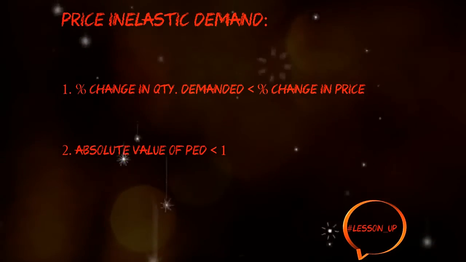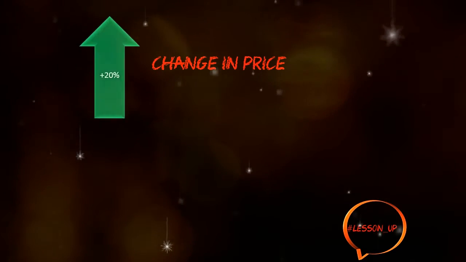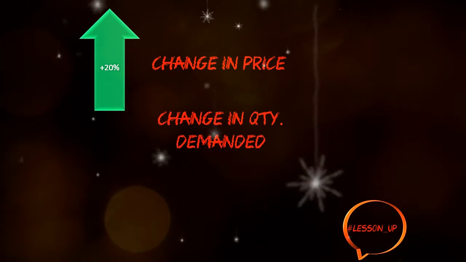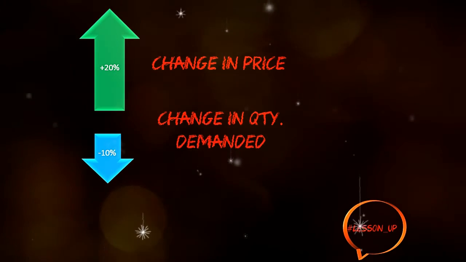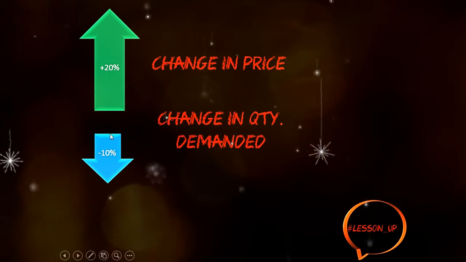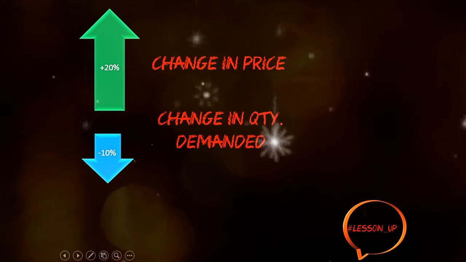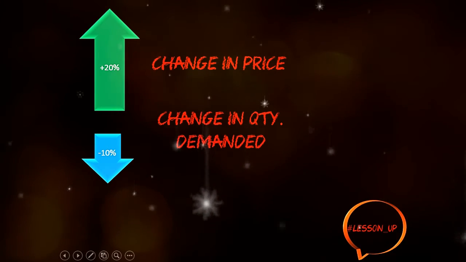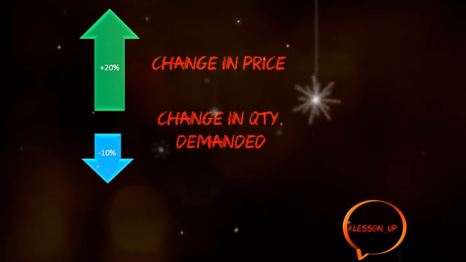Again, let's consider a hypothetical example. Let's say a product's price increases by 20% and as a result its quantity demanded falls by only 10%. Now here, as you can see, a large change in price is causing a very small change in quantity demanded. So the quantity demanded is not responding well to changes in price. Well, this is what we call price inelastic demand.